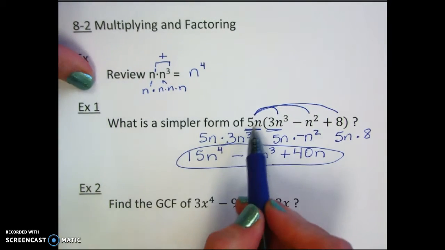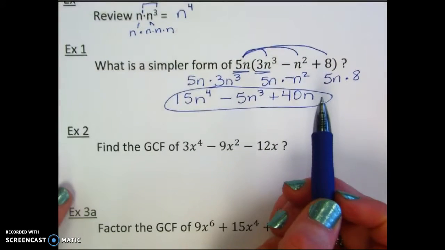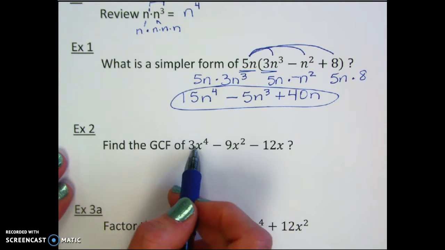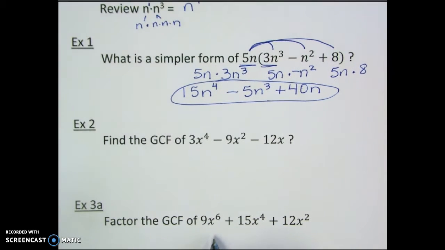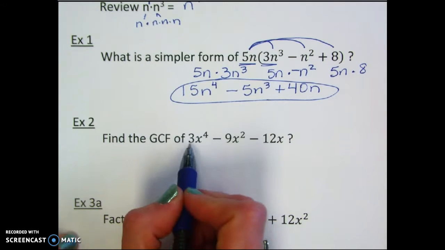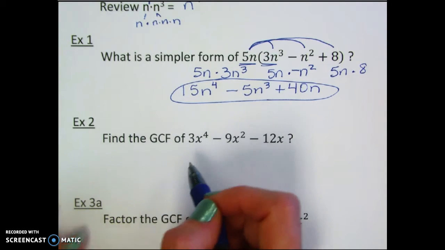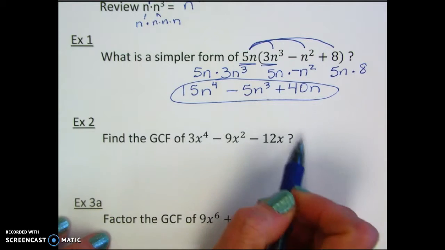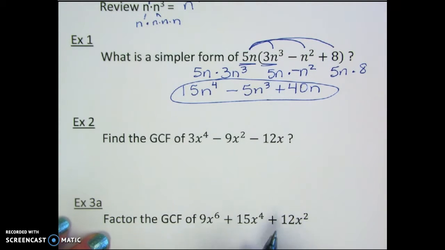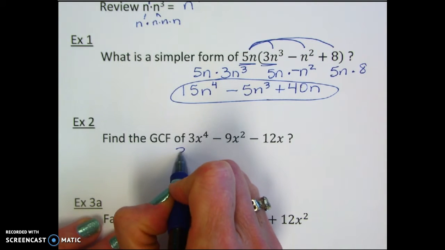Now, that's if we're asked to simplify by distributing and get rid of the parentheses. Next, we want to find the GCF, and then we're actually going to factor the GCF from a problem. So GCF, really, if we break it down doing the prime factorization, we are looking for the stuff they all have in common. And eventually you guys will be able to just look at this and say what they all have in common. But for now, I'm going to show you the process.